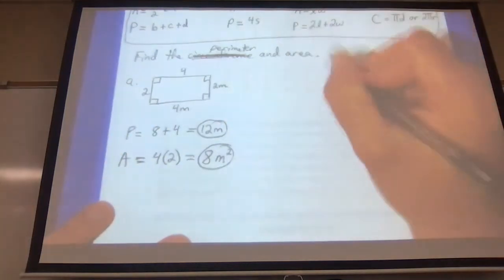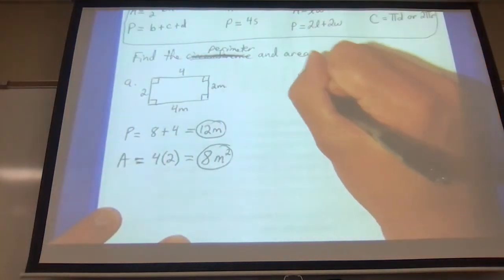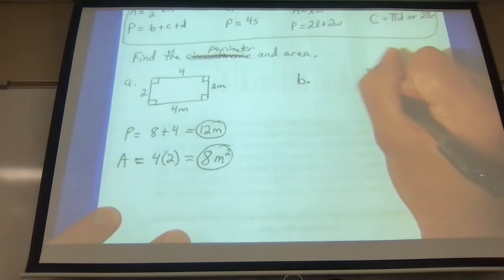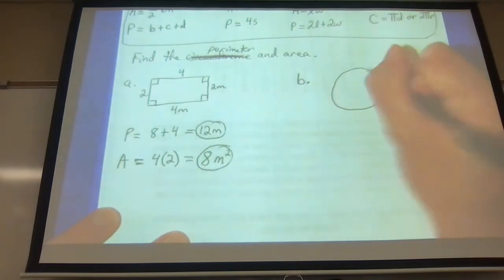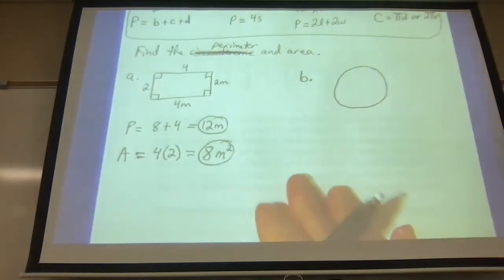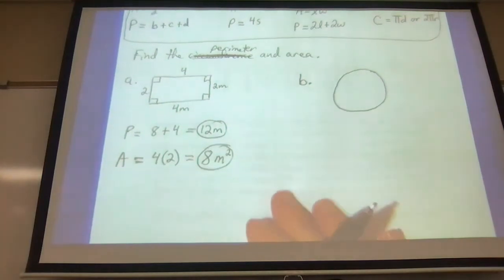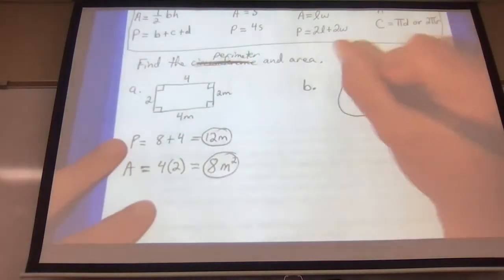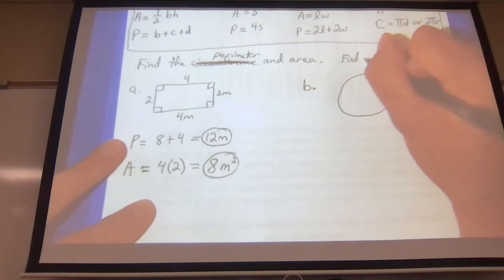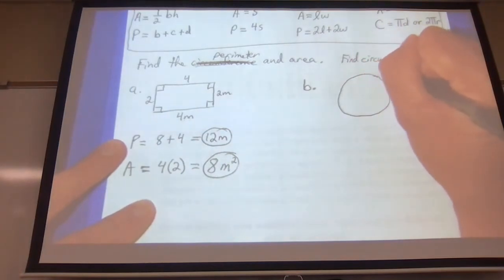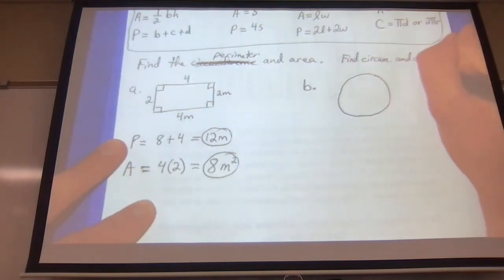Okay, now when we get to the second one, now we're going to do a circle. And they're going to change the directions on us just a little bit. Obviously, instead of perimeter, we're going to find circumference. I'll do a little abbreviation here. We're going to find circumference and area.